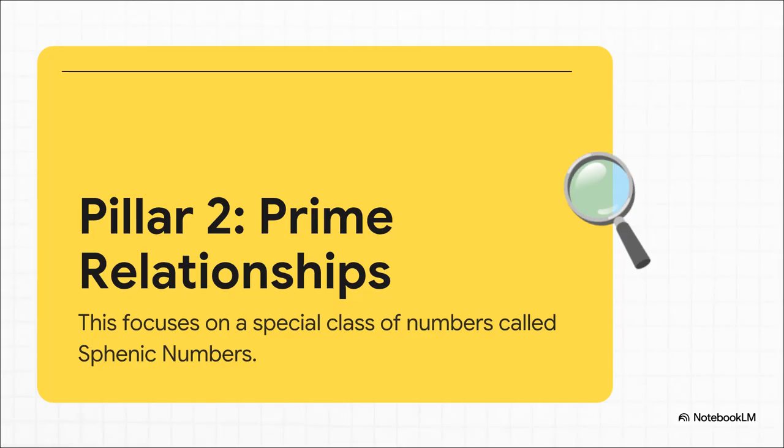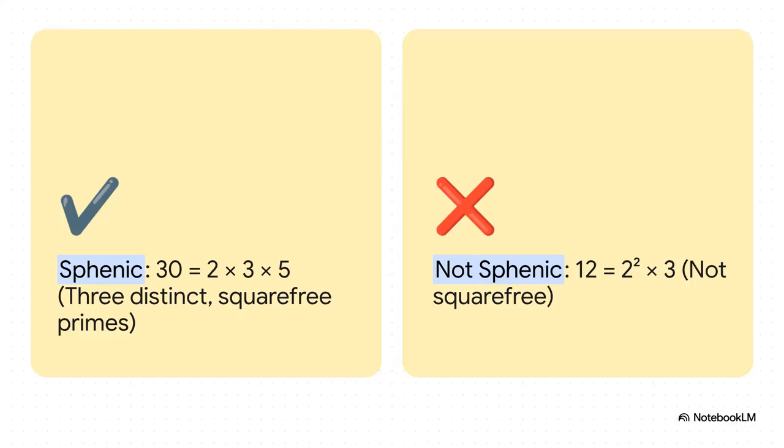So from simple repetition, we're going to dive a little deeper, right into the heart of number theory, prime relationships. This pillar focuses on a really special class of numbers called sphenic numbers. Now, the name sounds kind of complex, but the idea itself is actually super elegant.